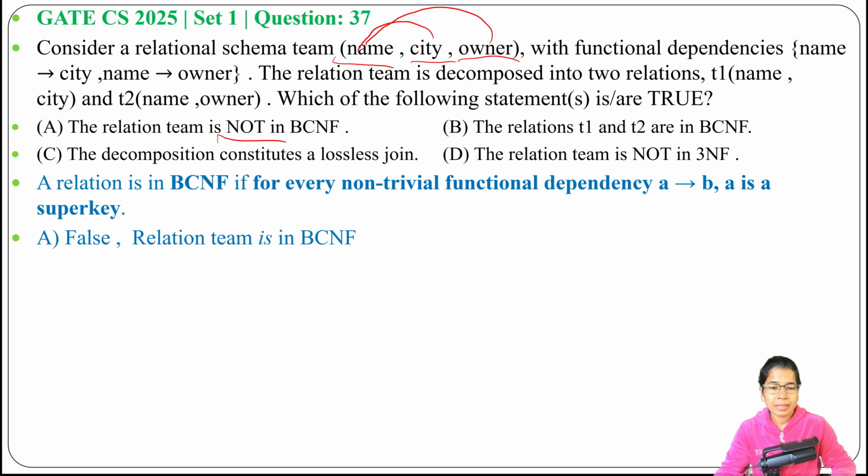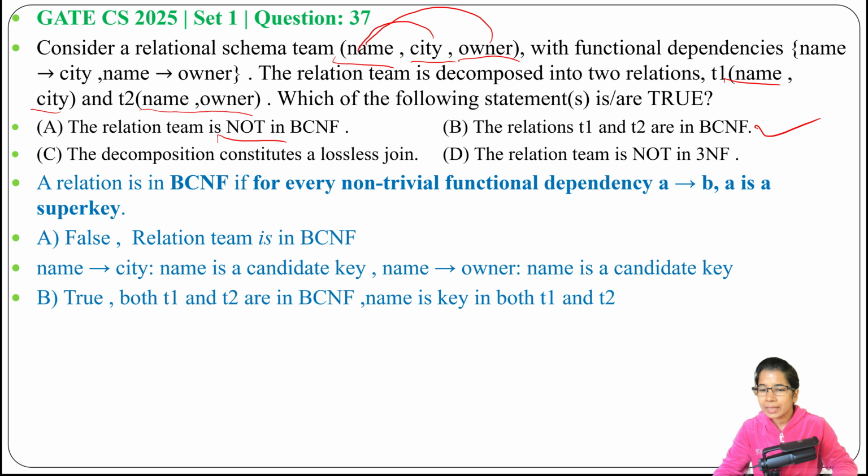Now option B, the relations T1 and T2 are in BCNF. T1 contains name and city, T2 contains name and owner. Where city is dependent on name, owner is dependent on name. In both T1 and T2 relations, name is the key, and there are just two attributes. When there are just two attributes and the non-prime attribute is dependent on the prime attribute, it is surely in BCNF. Hence option B is true. The relations T1 and T2 are in BCNF.